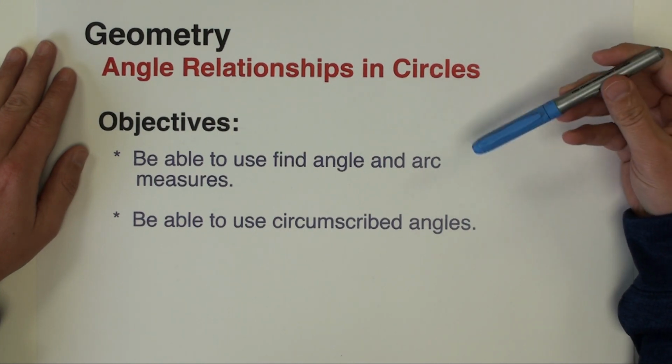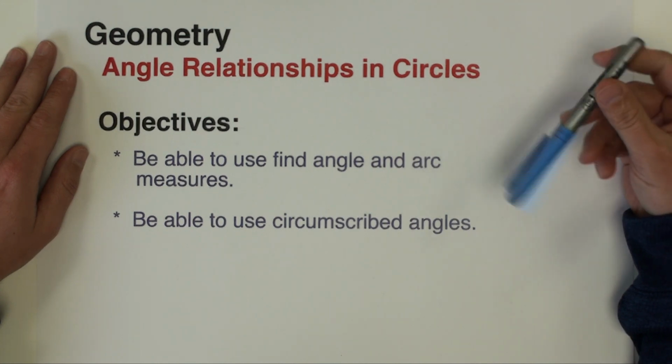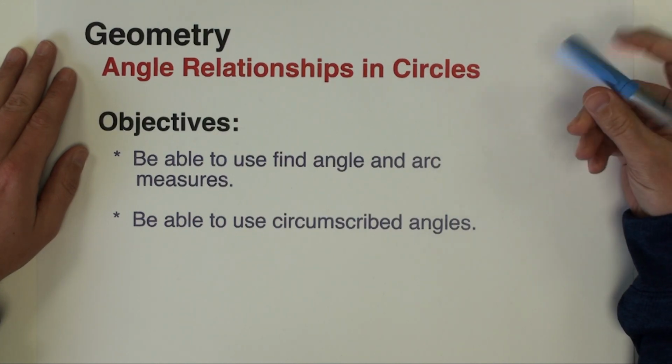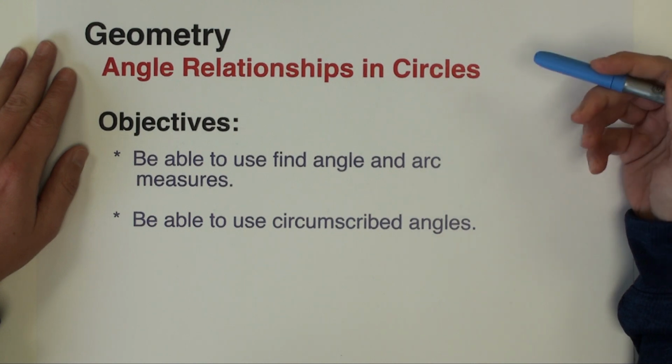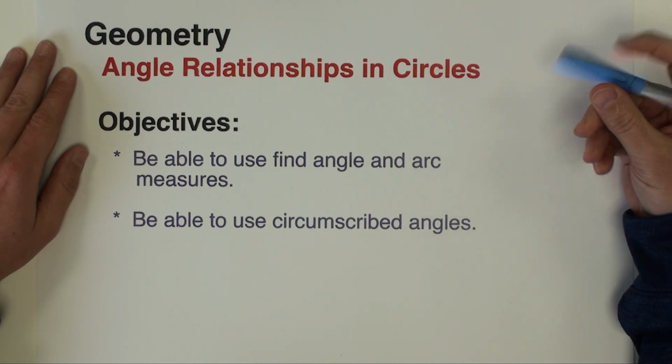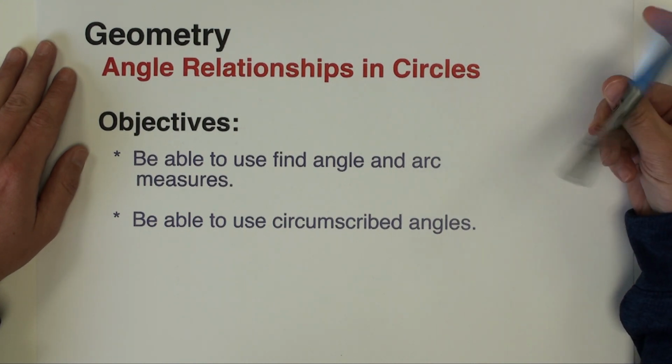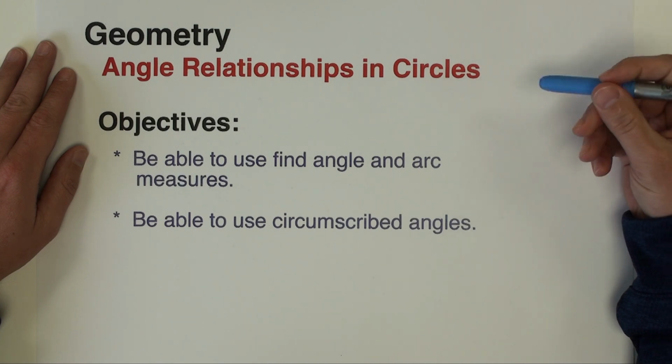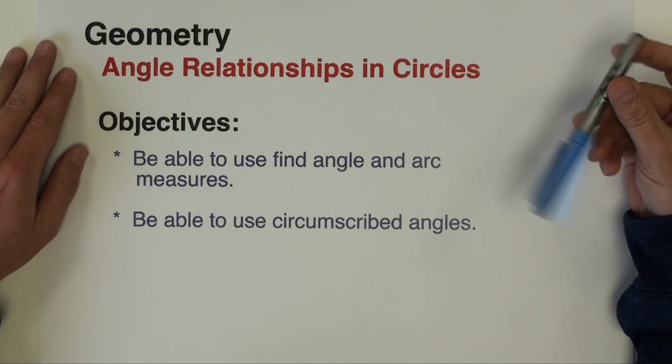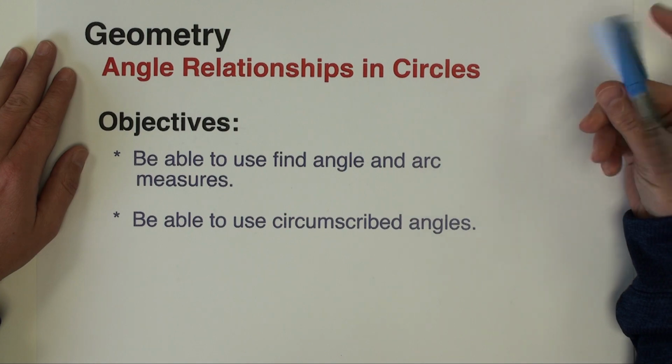In this video we continue our exploration into circles by discussing the angle relationships in circles. These angles are going to be formed by chords, secant lines, tangent lines, and the angles can be either inside the circle, outside the circle, and also on the circle.